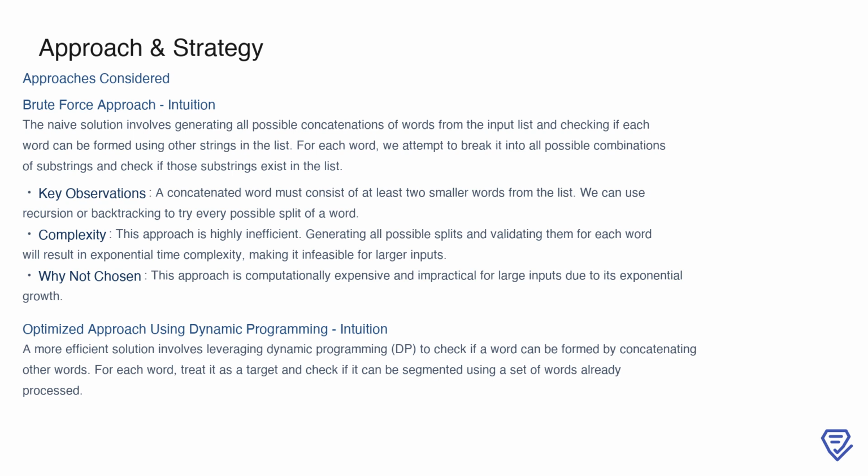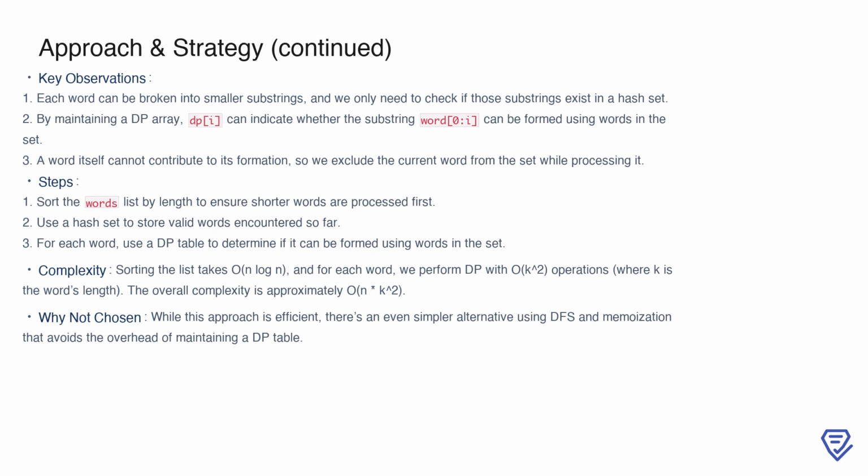Instead, we explored more optimized solutions, starting with a dynamic programming strategy. The dynamic programming approach builds on the idea of segmenting a word into smaller substrings and checking if those substrings exist in a hash set of valid words. By maintaining a DP array, we can keep track of whether specific prefixes of the word can be formed. For example, dp[i] indicates whether the substring from the start of the word to the ith position can be constructed using valid words. To ensure correctness, the current word being processed is excluded from the hash set. The steps include sorting the words by length, so shorter words are processed first, and using a hash set to store valid words as they are encountered.